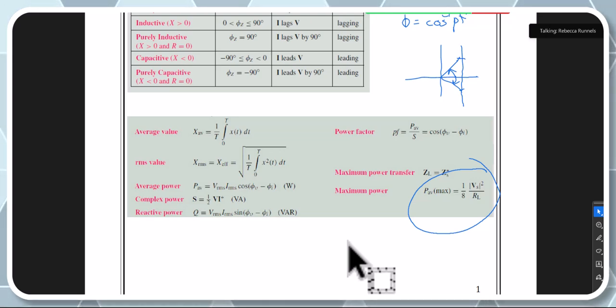And if you do, notice it's asking for the resistance of the load, and the V, I believe we discussed yesterday, is supposed to be V Thevenin. But I tend not to use that formula.